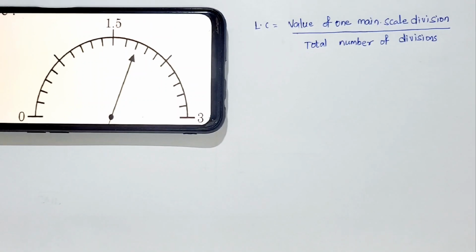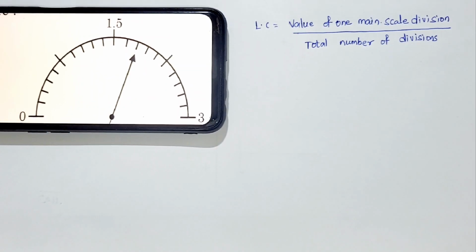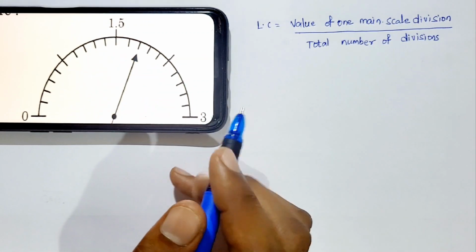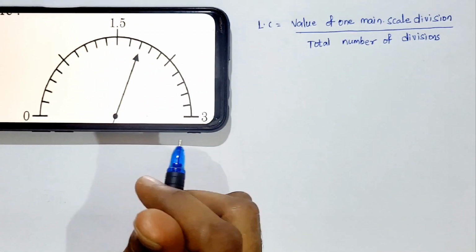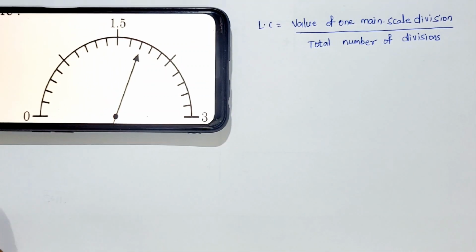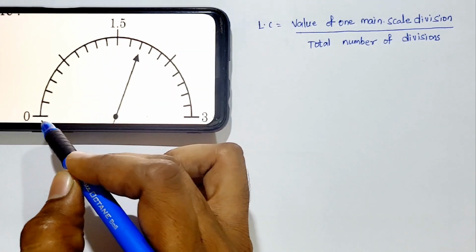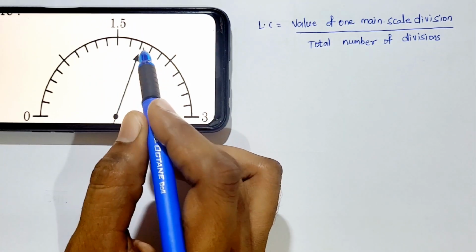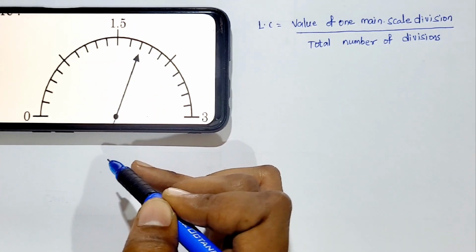After knowing the least count of the voltmeter and ammeter this clearly, let us solve a question that was asked in the board examination in previous year questions. This is a meter. Whether it is a voltmeter or ammeter is not our concern. What we have to find is the least count of this meter and also the reading it is indicating.